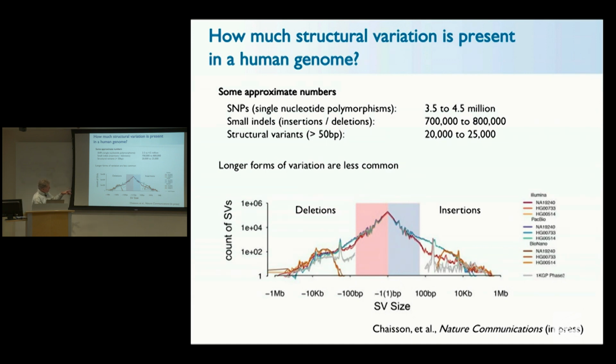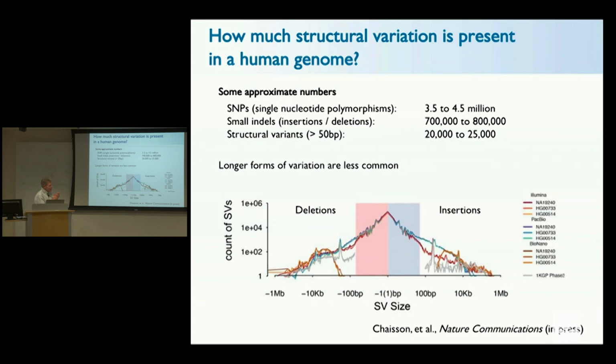The x-axis here is in log scale. So you can see that there's this trend that there are many fewer variants as you get out to longer length scales, and it falls off in this natural progression.